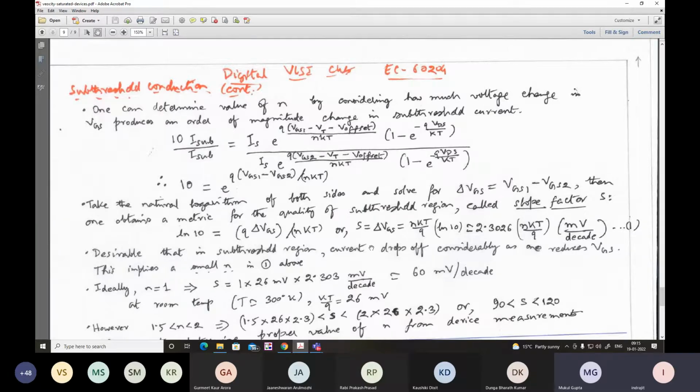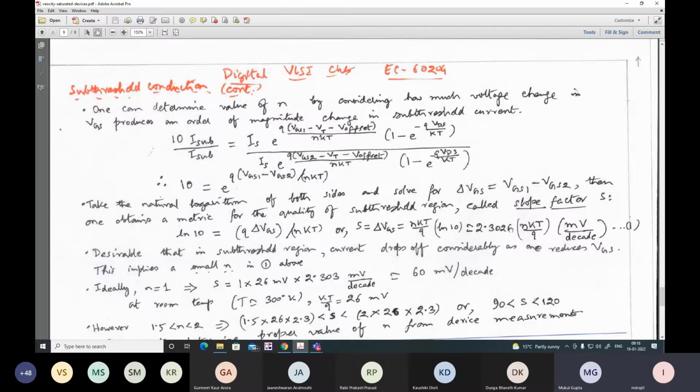This S means how much voltage change in the gate to source voltage is required, and n is a quantitative parameter. It denotes this swing. So what is the value of swing and what is the value of S? Now we tend to find out the value of nkT/q. kT/q is 26 millivolt at room temperature, and log of 10 to the base e is nearly 2.3026.